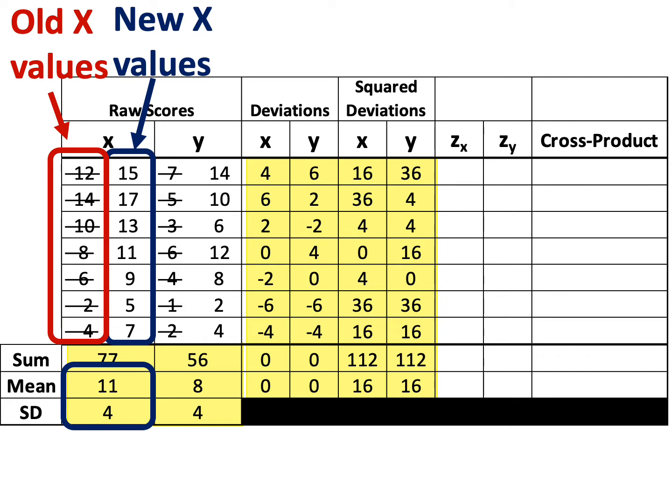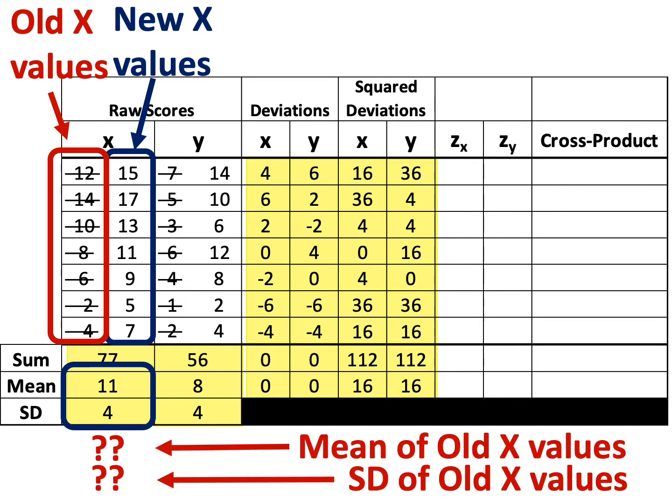So let's see how the transformation affected the mean and the standard deviation. We need to compare the new mean and standard deviation with the old mean and standard deviation. So let's write the mean and the standard deviation of the old x values down here. So what's the easiest way to find out the mean and standard deviation of the old x values?